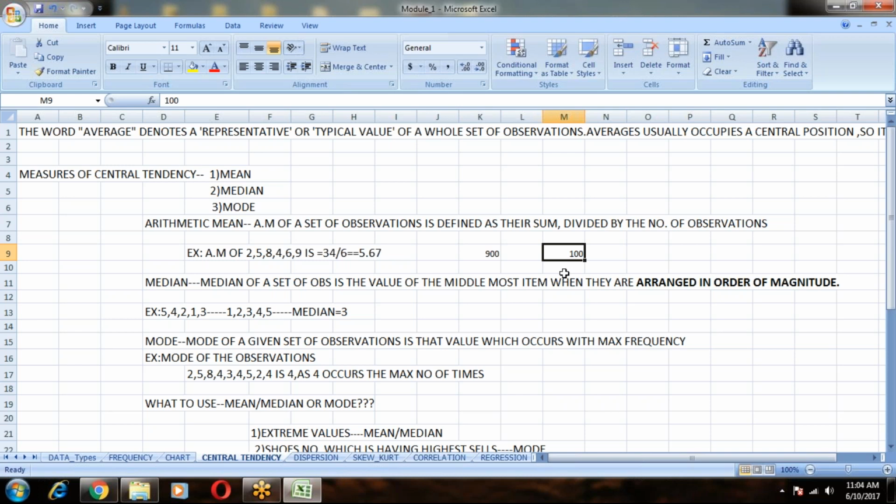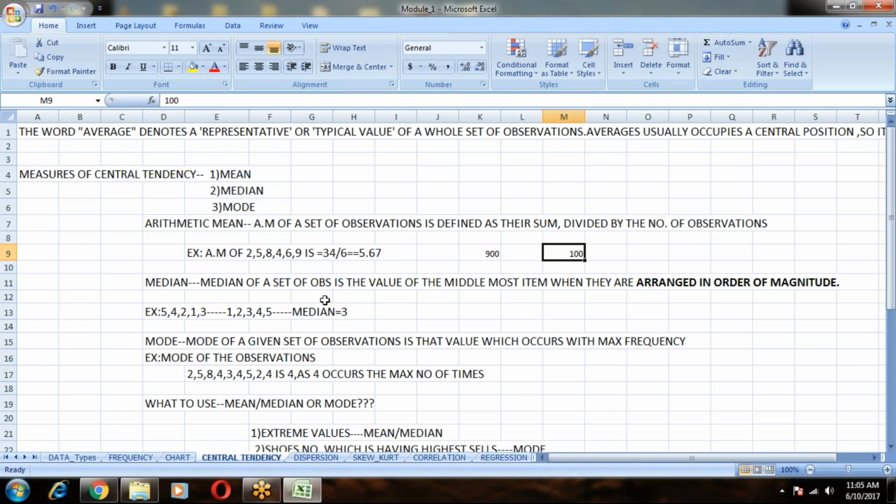Okay, so this is the problem that lies with the measurement of arithmetic mean. If there is any extreme value, the average is getting affected by that extreme value. We call it an outlier in the analytics world. So the average is getting affected by our outlier. So here we can use the median.